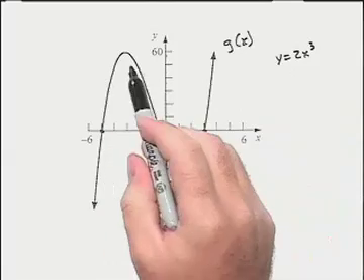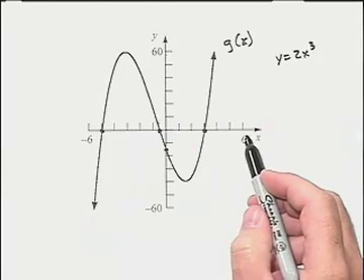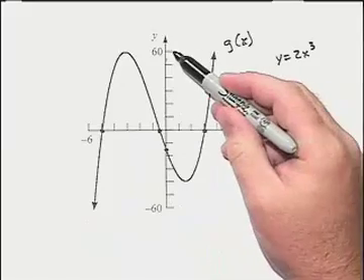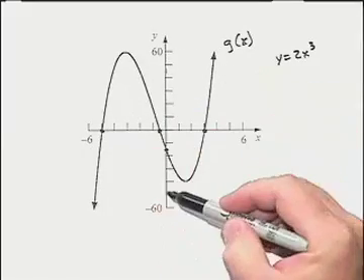Some additional points would help smooth this out. We see our scale is from -6 to 6 along the x-axis and from -60 to 60 along the y-axis to give us a pretty good picture of what our function looks like.